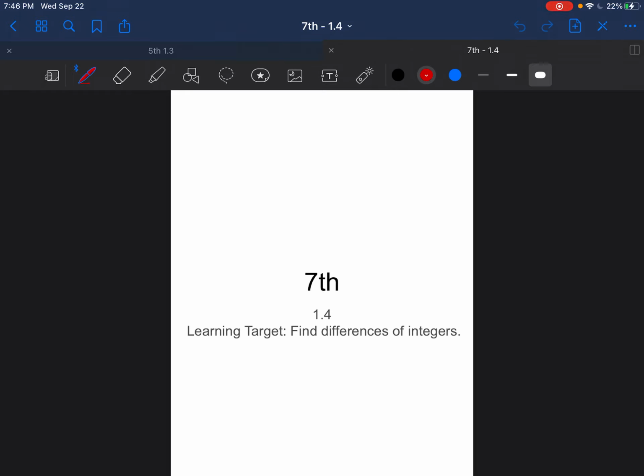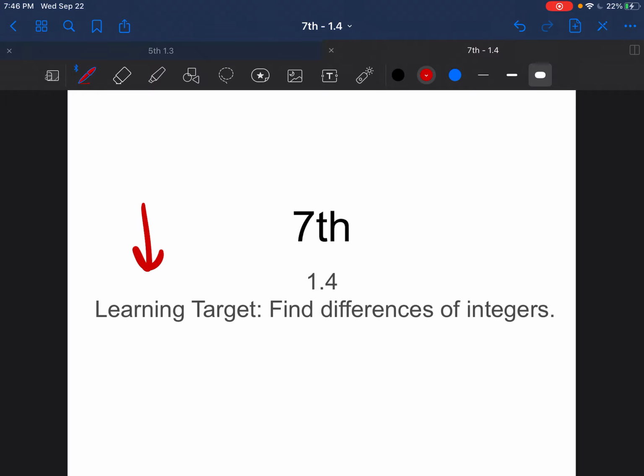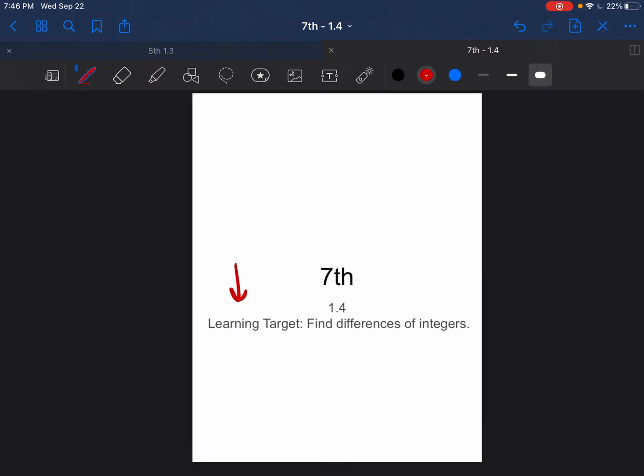In today's lesson, we are going to talk about how to find the differences of integers. So please make sure you write this down. Press pause when you need to and write this down. All right, let's move on to the next question.